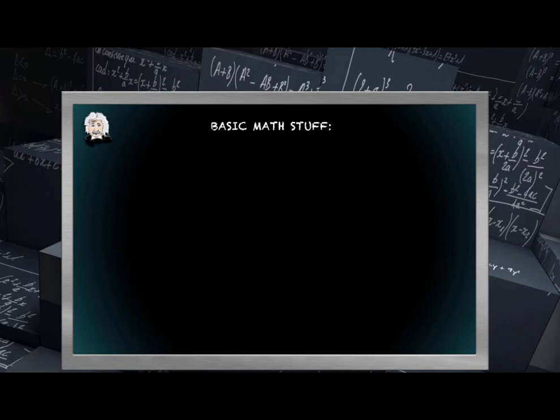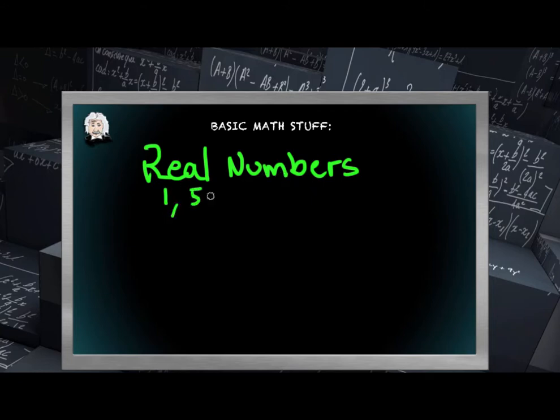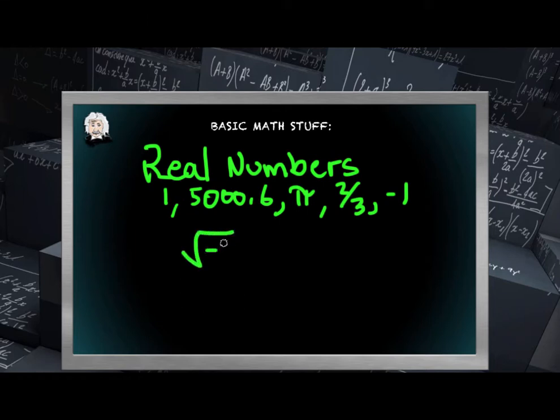And we'll begin with sort of the most general number, which are called real numbers. What are real numbers? Well, real numbers are essentially any number you can think of. 1, 2, 3, 5,000, 0.6, pi, 2/3, so on. -1, a million. The only thing that is not a real number is, for example, the square root of -1, which we define as an imaginary number.